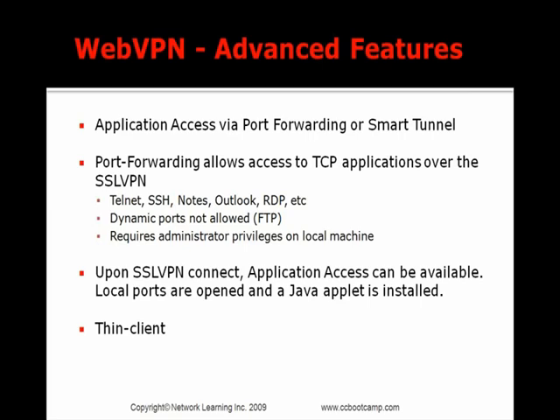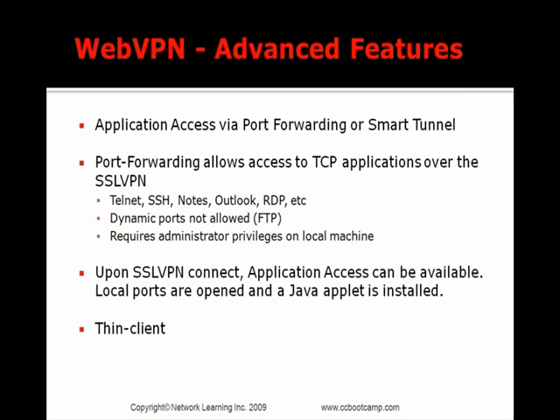So with port forwarding, we'll talk about that one first. Port forwarding allows you to access TCP-based applications directly over the SSL VPN. Now you're still being proxied at the firewall, but the advantage here is that now you can use applications that aren't necessarily web-based. So, for example, we can maybe Telnet or SSH. If we're using our SSL VPN against the firewall, but we want to be able to manage routers inside the corporate network, we can use port forwarding to do that.